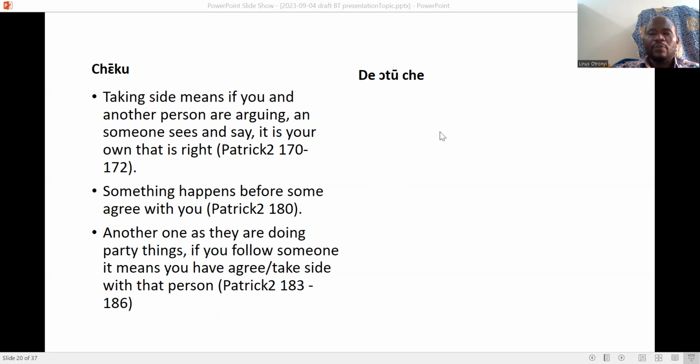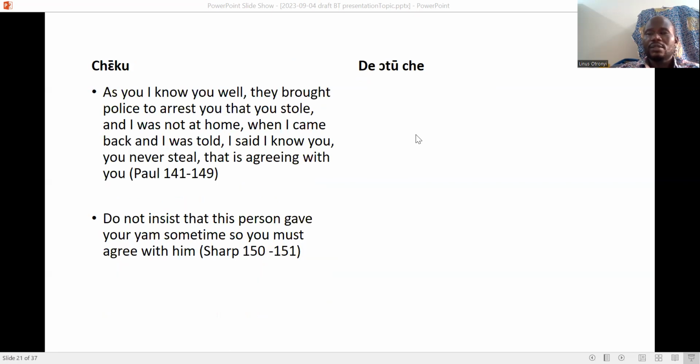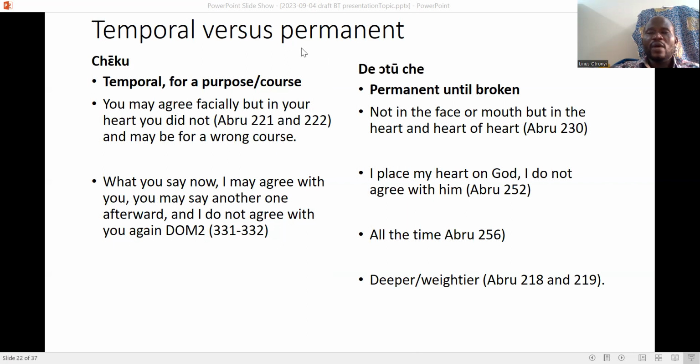These are also data that people said that support these variables of dispute-related versus non-dispute-related as they relate to the two expressions. Another one is temporal versus permanent. Cheku can be temporal. It can be for a purpose or for a cause. While Dotuche is permanent until it is broken. These are some of the data that came directly from those interviewed.